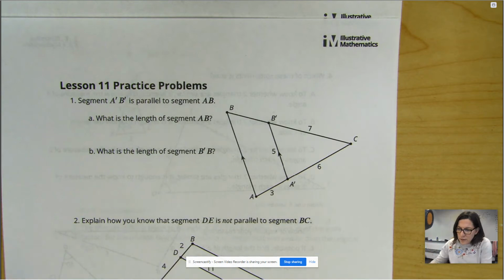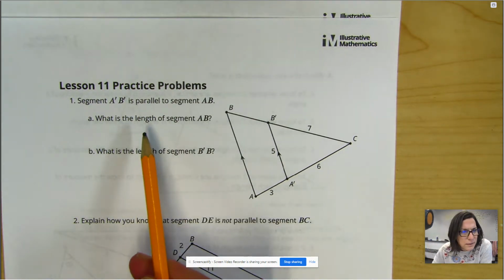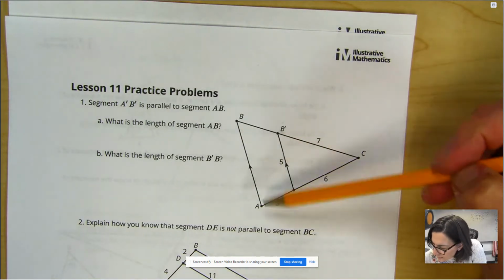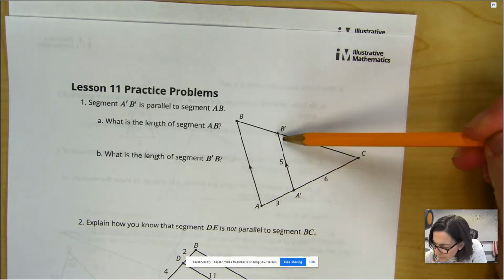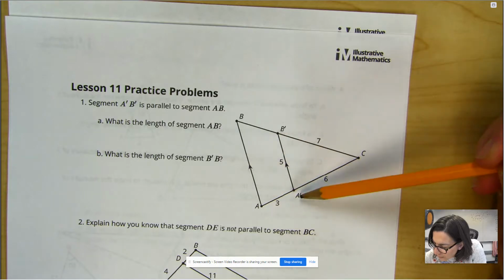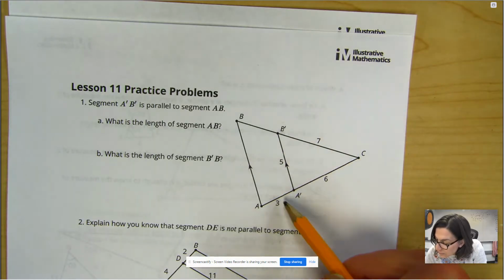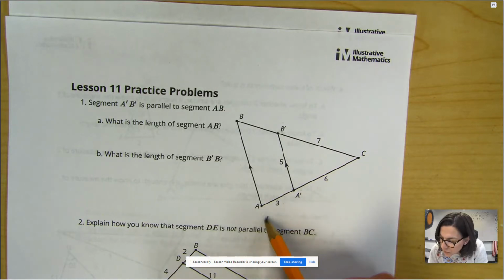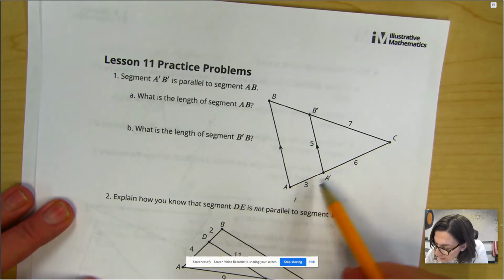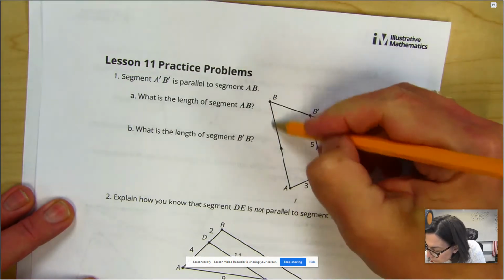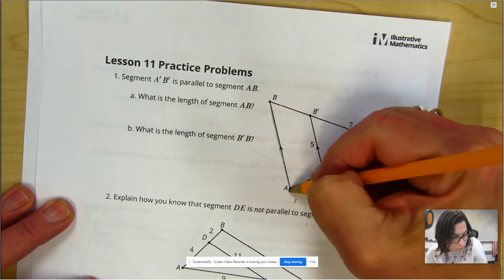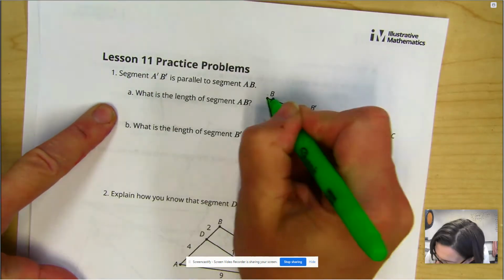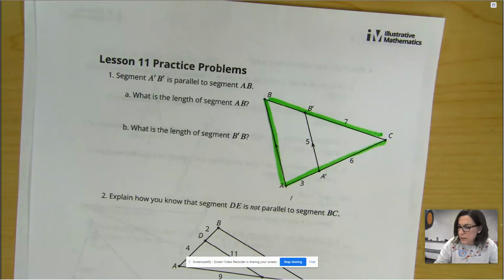Over here. All right. So first one, it says, what is the length of segment AB? We know that since A prime B prime is parallel to AB, it will cut these pieces proportionally, and also small triangle to big triangle will be proportional. So when it says what is the length of segment AB, this is part of the big triangle, right? There's the big triangle, and then there's the little triangle right here.